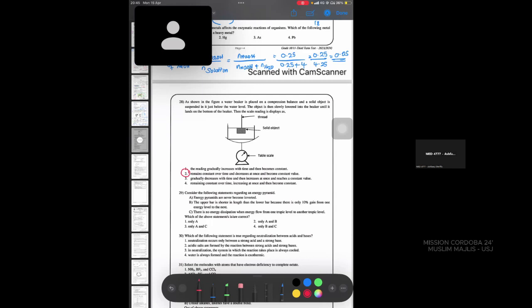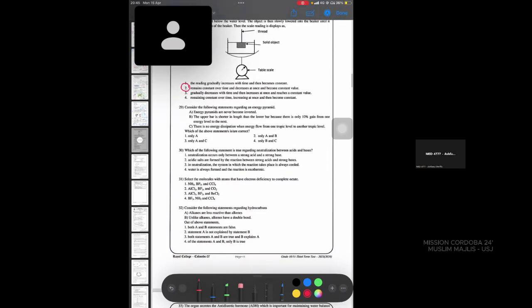Right. Consider the following statement regarding energy pyramid. Now you all shall tell me the answer. Energy pyramids are never inverted. True or false? True. Why? Because when energy is transferred from one animal to another, 10% energy will be passed on and 90% of the energy is lost. Only 10% goes to the next trophic level. So therefore, it's never inverted.